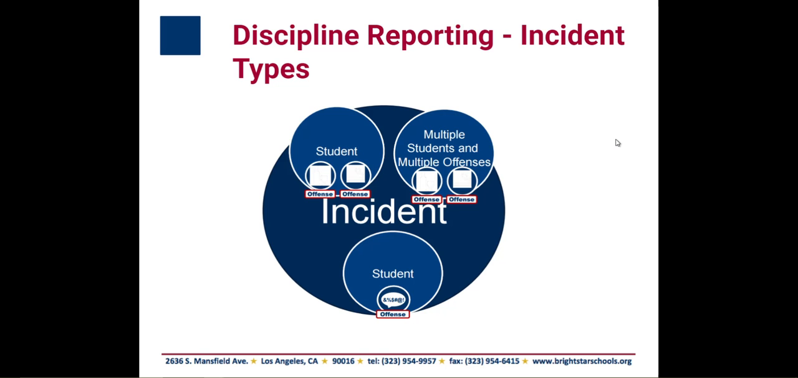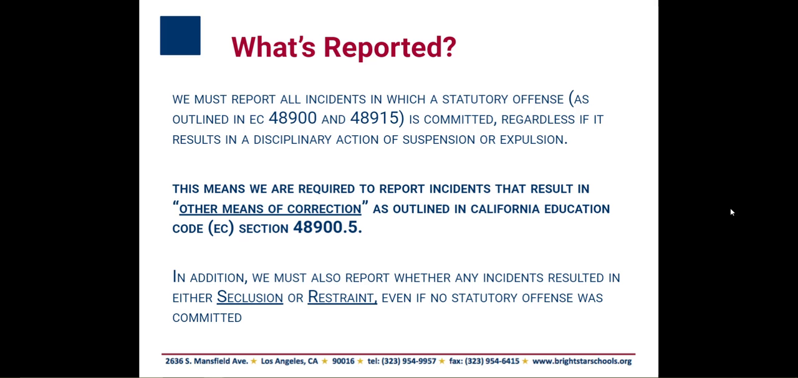So before we start, we want to get you thinking about discipline reporting as incidents that occur. As this little visual provides here, an incident can be multiple things. It can be a discipline incident involving only one student who commits one offense. It could be one student who does multiple things with multiple outcomes, and it could be multiple students committing multiple offenses, which result in multiple discipline results.